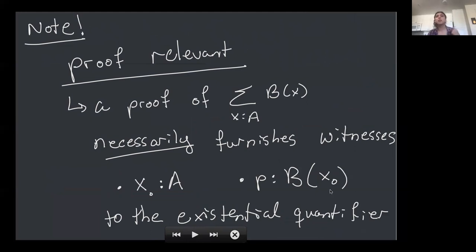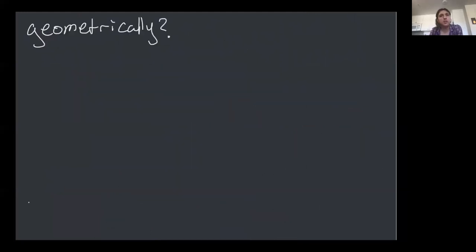So anytime you prove an existential claim in homotopy type theory, at least if you're not proving the mere proposition version, but I'm not going to get to that in this talk, if you're proving some sigma type, you automatically get witnesses to the existential quantifier, which is really cool and really handy. Okay, so what does this mean geometrically?